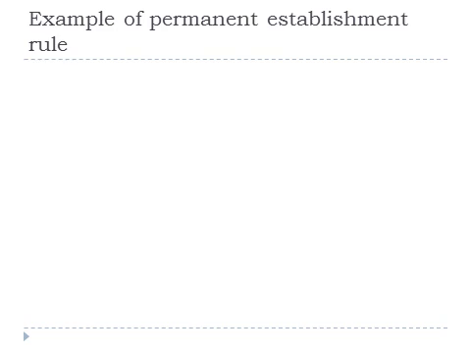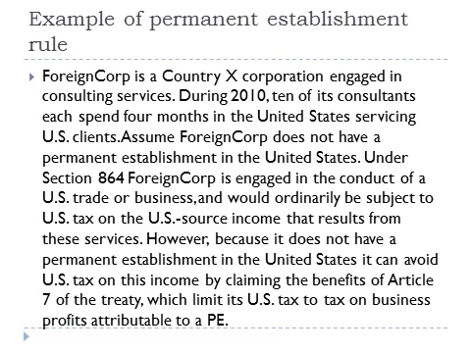Here's an example of the permanent establishment rule. Foreign Corp is a Country X corporation engaged in consulting services. During 2010, 10 of its consultants each spent 4 months in the United States servicing U.S. clients. Assume Foreign Corp does not have a permanent establishment in the United States. Under Section 864, Foreign Corp is engaged in the conduct of a U.S. trade or business and would ordinarily be subject to U.S. tax on the U.S. source income that results from those services.